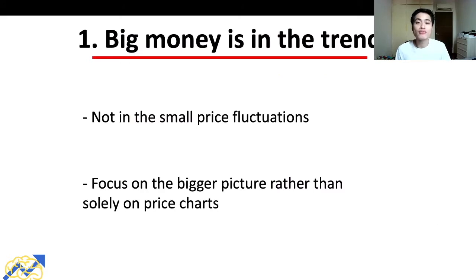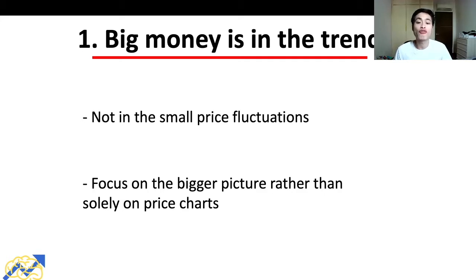The first thing that I learned from Jesse Livermore is that the big money is in the trends, and it is not in the small price fluctuations. And being a short to intermediate term trader myself, frankly it took me a while to internalize this lesson. Because as a short to intermediate term trader, my goal was to capture these short to intermediate term price fluctuations. But Jesse Livermore, one of the best traders in history, realized that the big money is in the trend and not in the small price fluctuations.